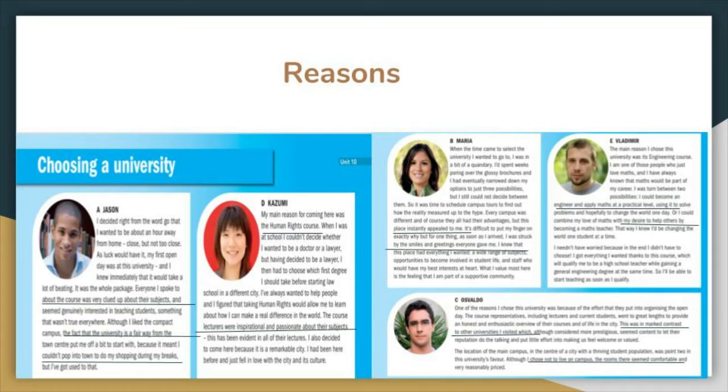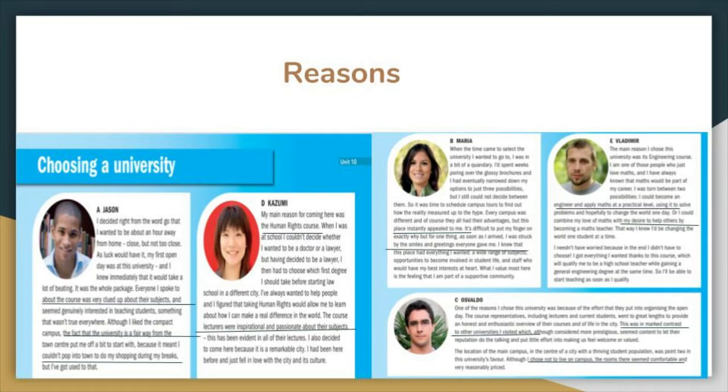And the last one is number 10, which is letter E, which says the person will leave university with a dual qualification. And the reason is because he says that I could become an engineer and apply maths at a practical level. So he chose this because he would like to be a teacher, but he also loves his career, which is engineering.